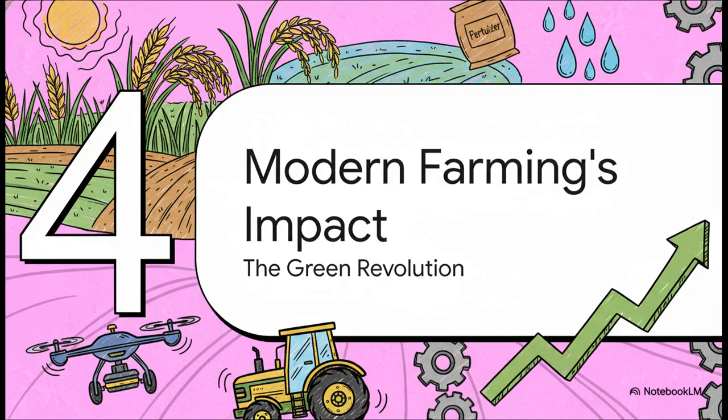Right, now we come to a very major turning point in Indian agriculture. Our 4th section, modern farming and its impact. We are going to talk about the Green Revolution.